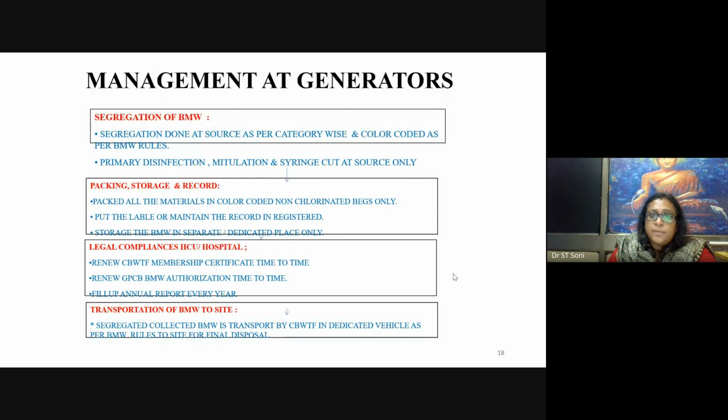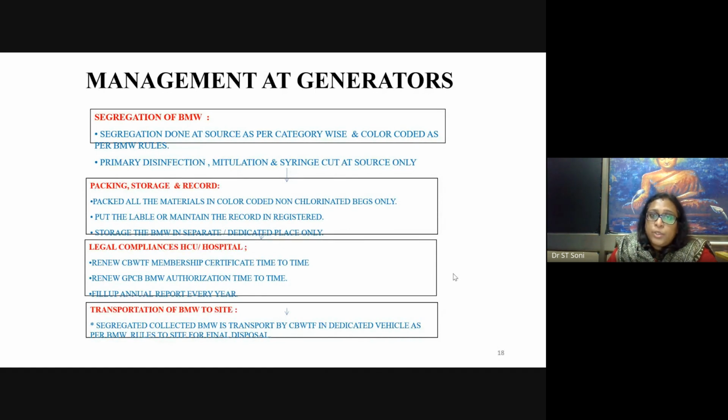Basically, when we manage biomedical waste, the entire thing revolves around the generator, meaning the person or facility which has generated the waste. The main onus is with them. So the main key mantra of biomedical waste management is segregation, and segregation has to be scientifically done in such a manner that it is segregated at the source as per the category and as per the color code, which is very, very important. We need to understand this very clearly.